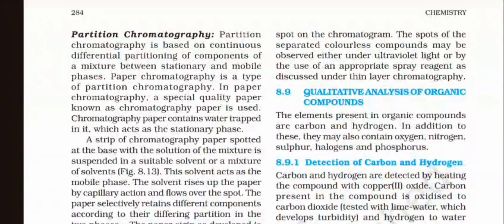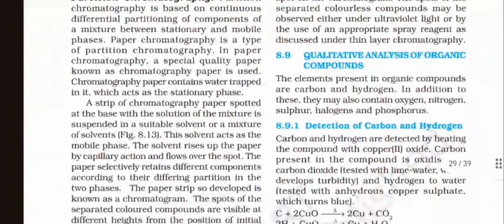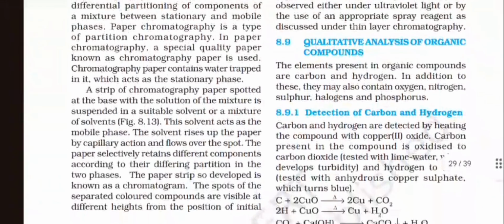Partition chromatography. Partition chromatography is based on the continuous differential partition of the components of a mixture between stationary and mobile phases. Paper chromatography is a type of partition chromatography. In paper chromatography, a special quality of paper known as chromatography paper is used. Chromatography paper contains water trapped in it, which acts as the stationary phase.